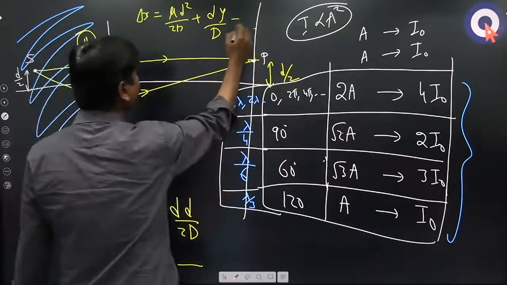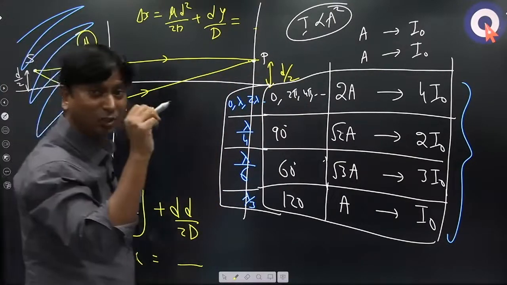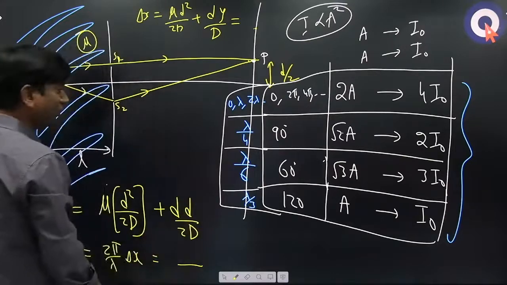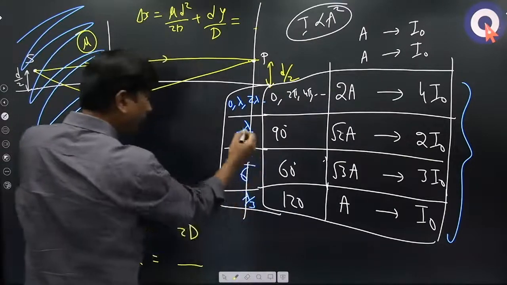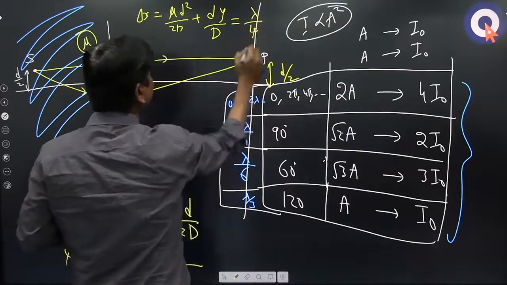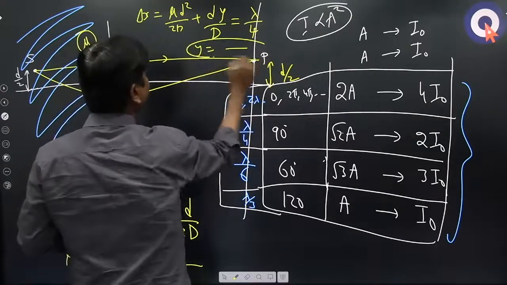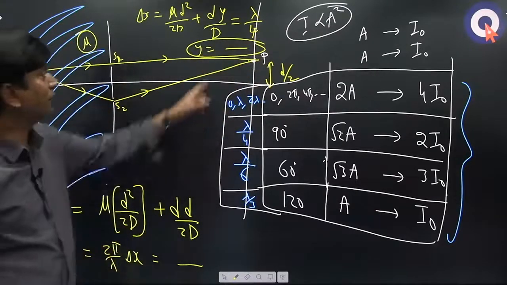And that path difference should be equal to, because you want exactly 2 I naught, that path difference has to be equal to lambda by 4. Now get the value for y. You will get the value for y. One value you will get.